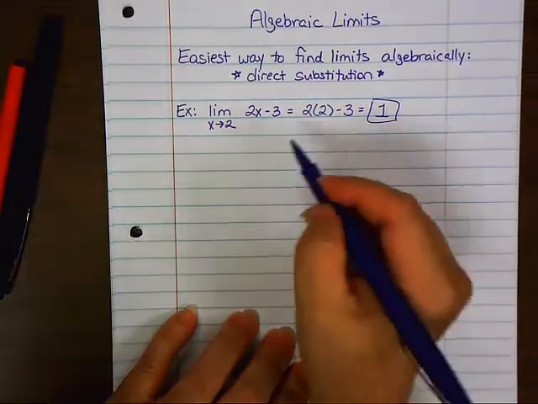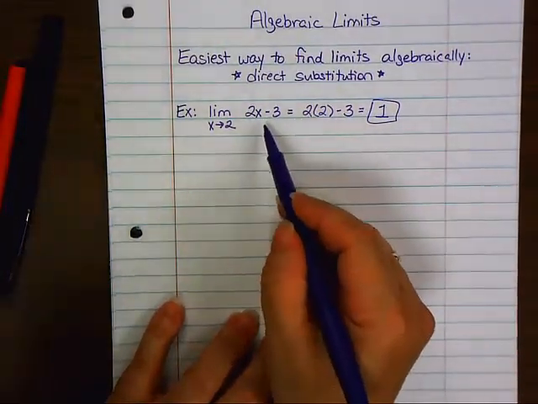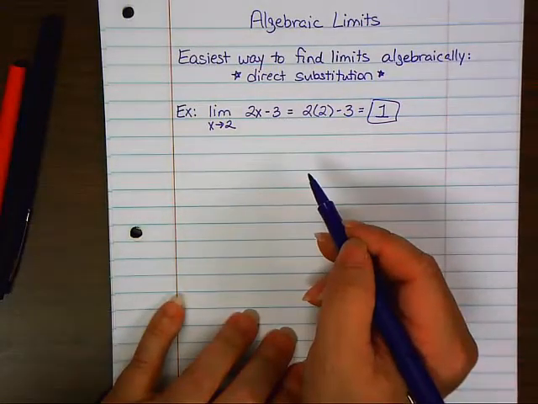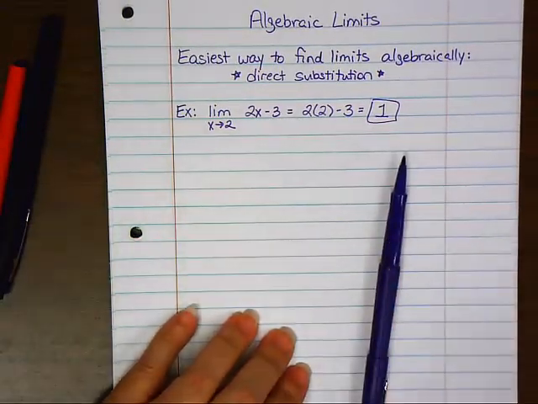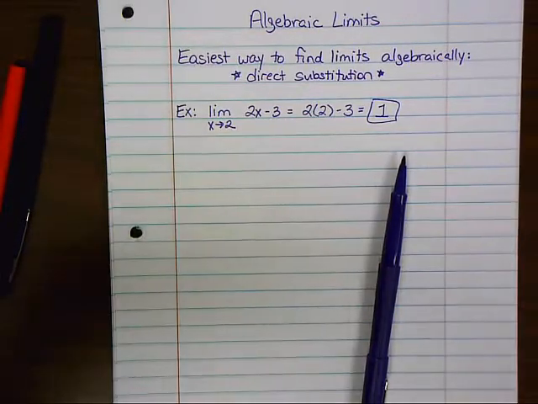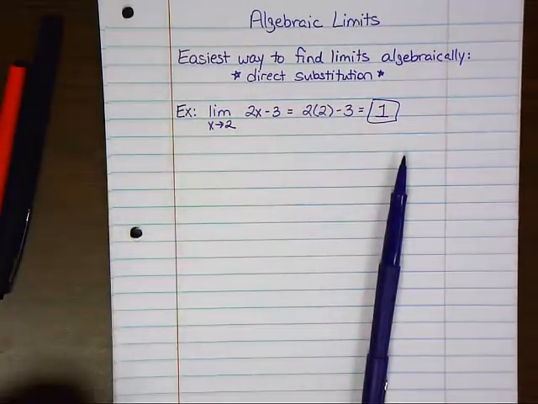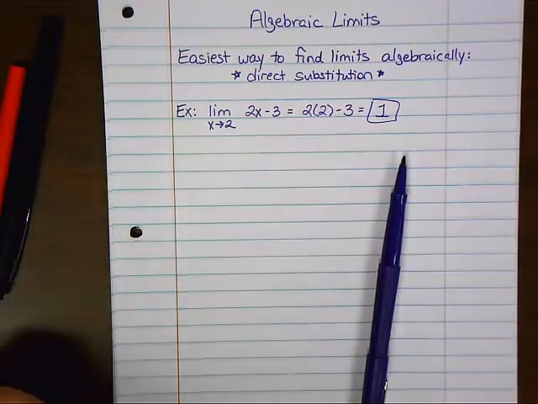Now, let's think about this graphically. What kind of equation is 2x minus 3? Linear, right. Do all the points on a linear graph approach the same point? Yeah. And isn't that point the Y value there? So that's why the limit happens to be the Y value. That's why I plugged it in.